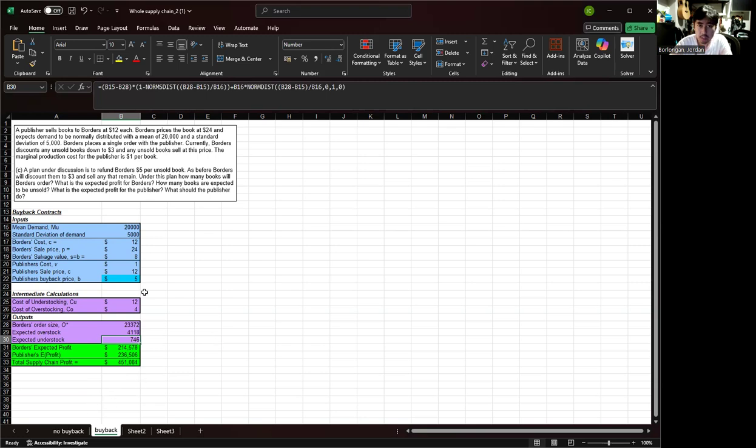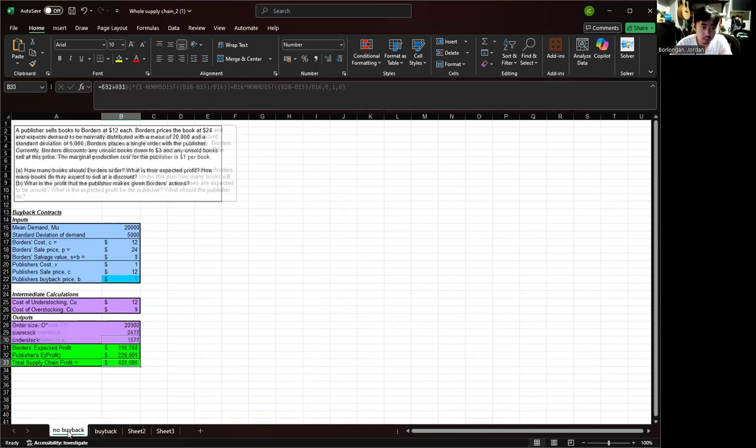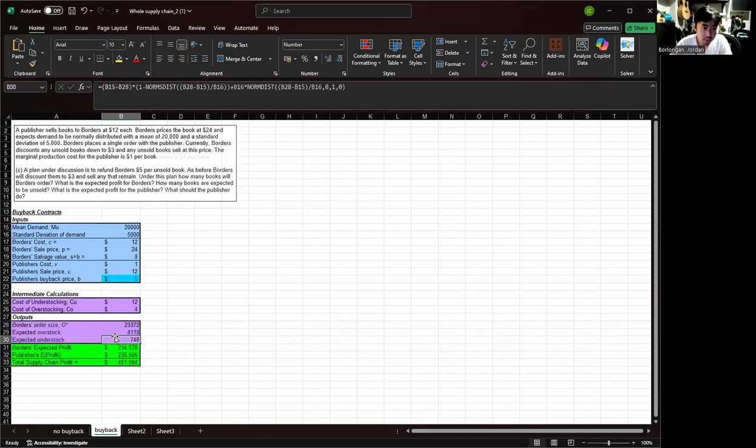As for the profit side of things, in general the profits improve. They became much higher. So he can expect around $214,000 for himself, while the publisher can also expect more, around $236,000, with a total profit of $451,000.